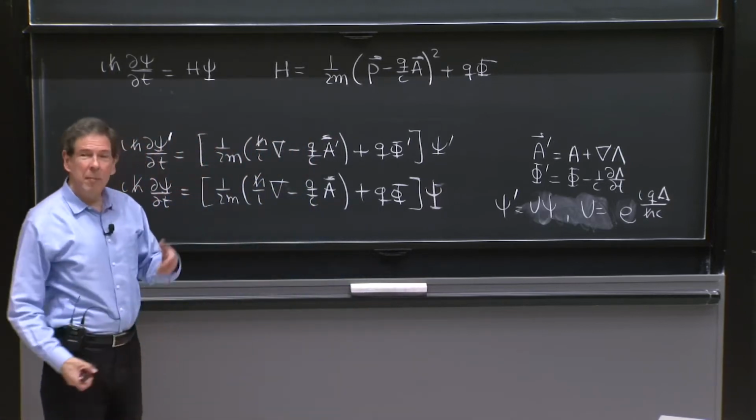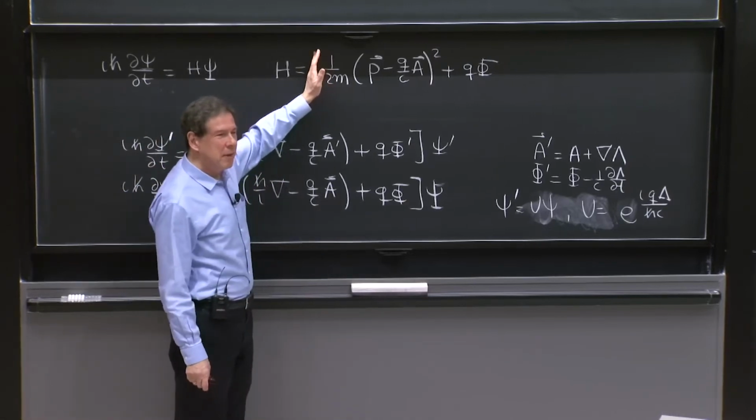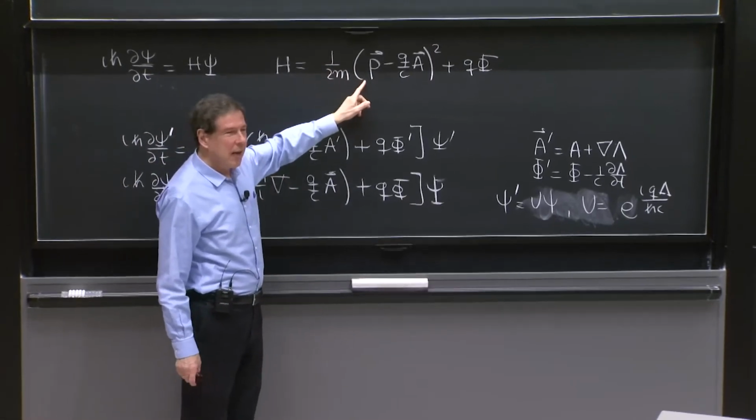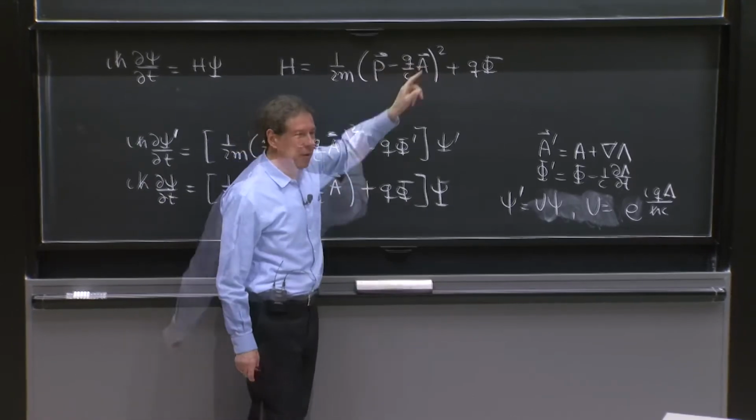If you had a free particle, you're accustomed to have p squared over 2m. That has changed, and you have a new term with (p minus q over c A) squared.